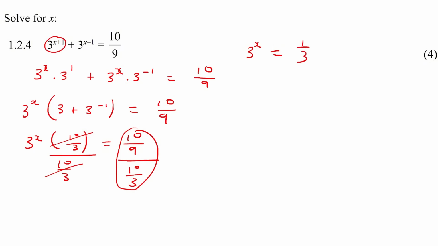Now when we are solving exponential equations, we want these two to be the same. So what I'm going to do is rewrite the 1 over 3 as 3 to the -1. That is exactly the same as 1 over 3. And so when these are the same, you can ignore the 3's now, and so x would simply have to be -1.